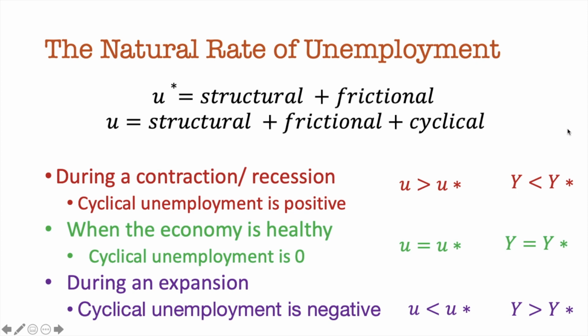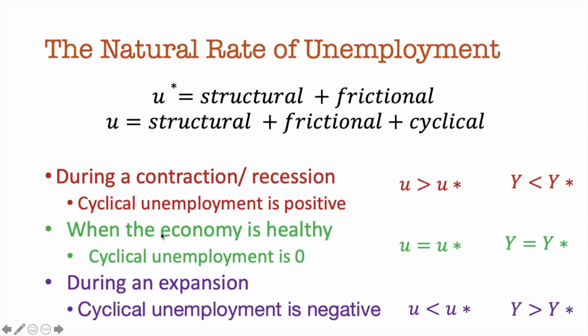So I want you to know those ideas. During a contraction or a recession, I get a positive value for cyclical unemployment, which means unemployment is above the healthy level and GDP is below the healthy level. It makes sense when you think about what those terms mean and what they represent.